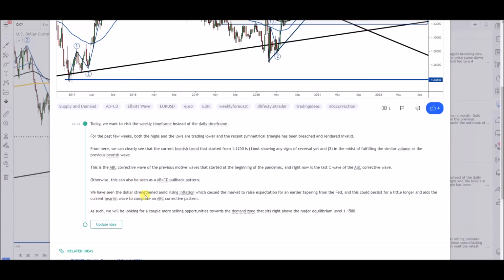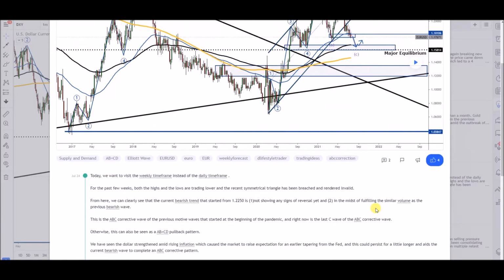And we have seen the dollar strengthen amid rising inflation, which caused the markets to raise expectations for an earlier tapering from the Fed, and this could also persist for a little longer and aid the current bearish wave to complete an ABC corrective wave, of course inclusive of the Delta variant causing the market to be a bit more risk off right now. So as such, we will be looking for a couple more selling opportunities towards the demand zone that sits right above the major equilibrium level at 1.1580.